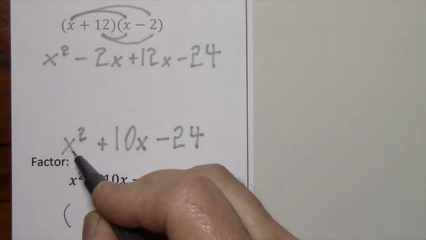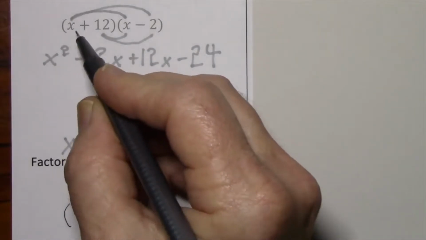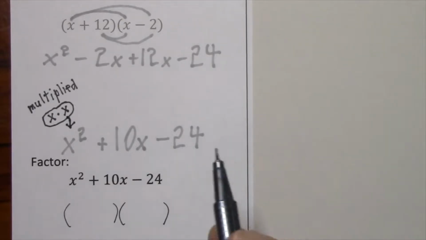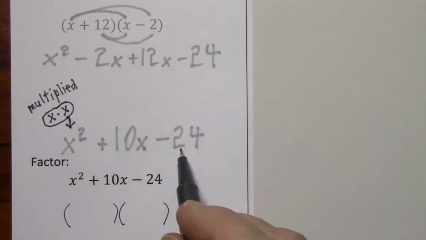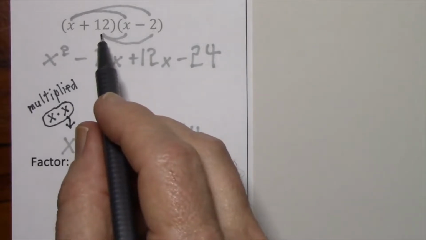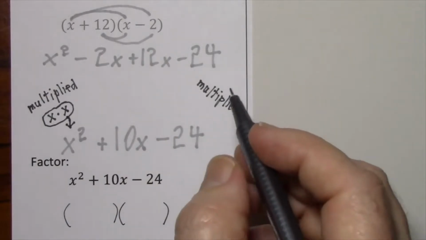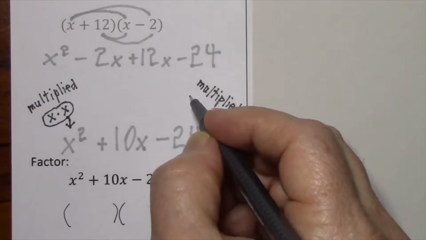So how did we end up with this x squared? We multiplied x times x. How do we get this negative 24? We multiplied positive 12 times negative 2. I'm going to write negative 2 times 12.